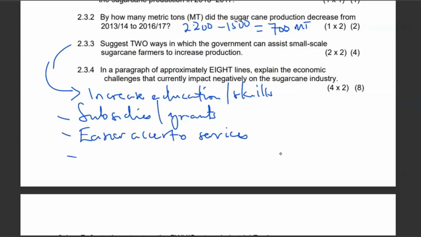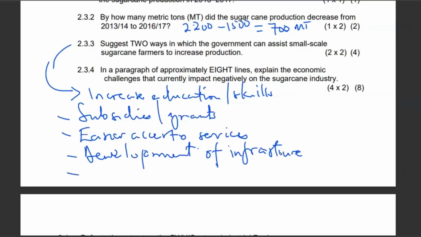Then we can also talk of development of infrastructure. The government must develop infrastructure in the areas where the farmers operate so that they can easily access whatever they need. For example, the road networks and the railway, so that they are able to transport the raw materials into their farms and also the final product, and do whatever they need to do along the provided infrastructure.